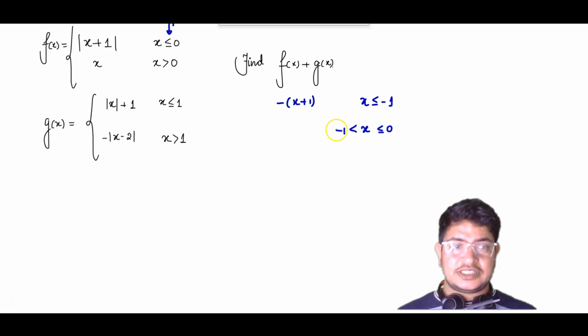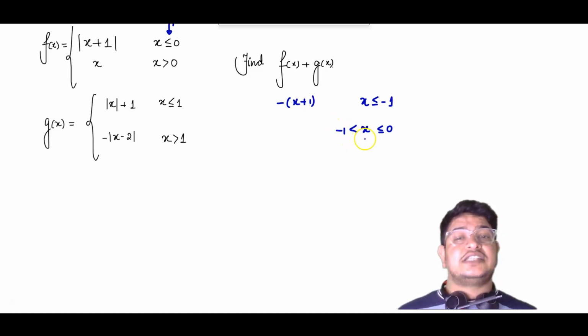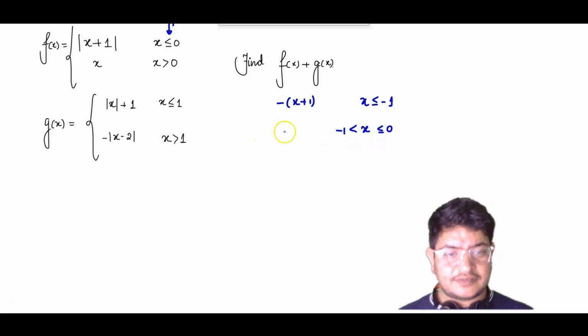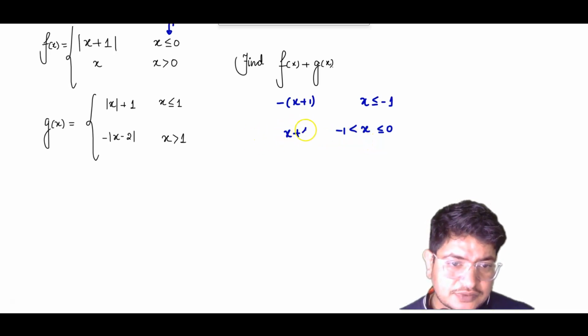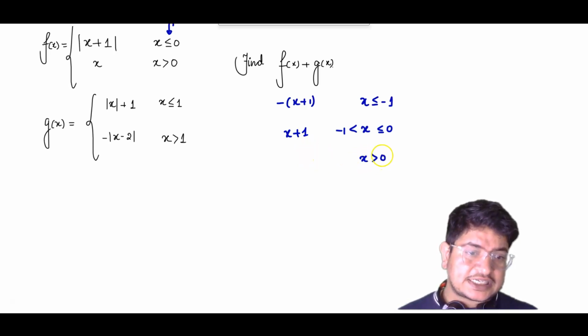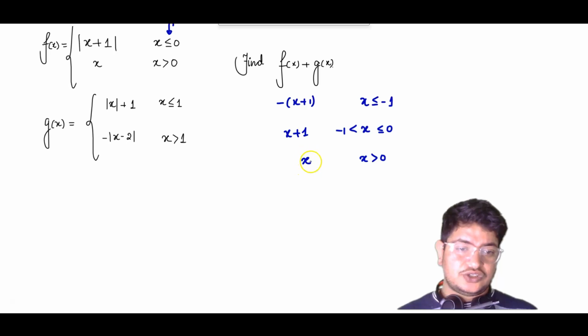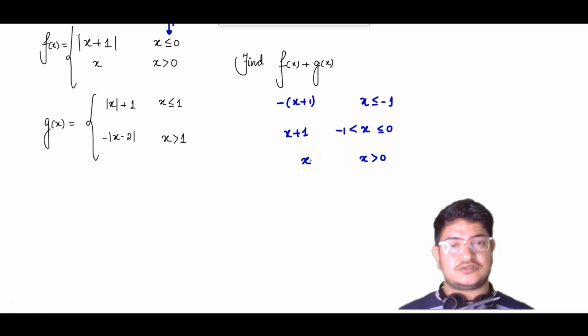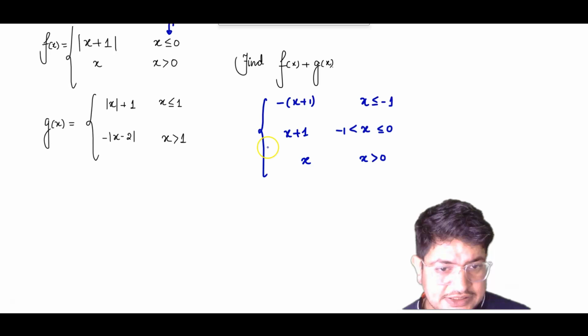Once you take this, then we take minus 1 less than x less than or equal to 0, which means I will take it as x plus 1. Now we go to the next value, which is x greater than 0. For this one, you are getting only the value of f(x), which is equal to x. This is the division that we have done.